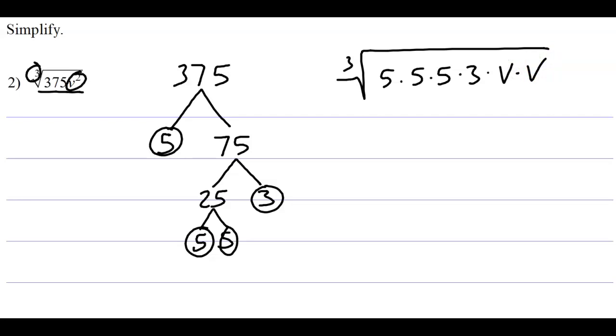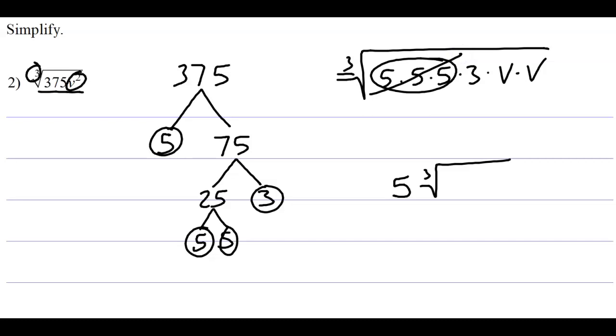Now, when you're looking for a third root, what we're looking for is a number that's being multiplied by itself 3 times, which is what we happen to have here. So for every number that's being multiplied by itself 3 times, we can circle that group, which means I can write that number outside of the radical, and then cross off the group on the inside.